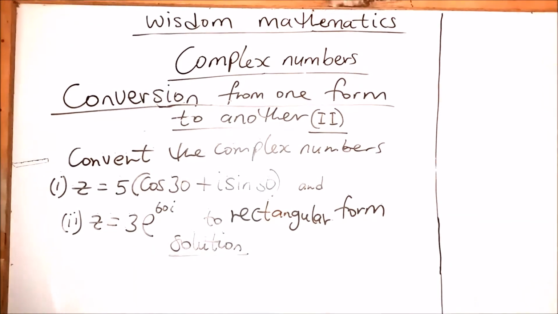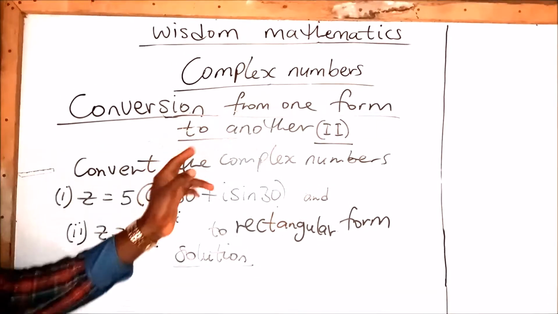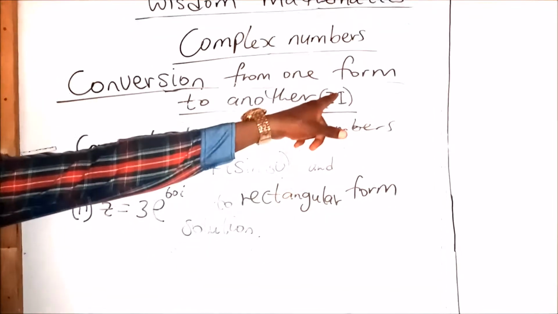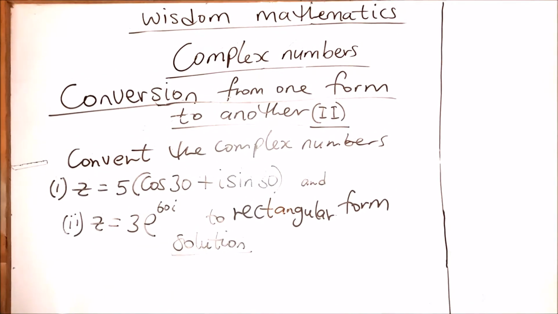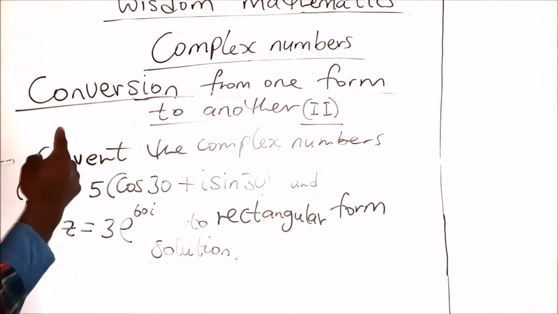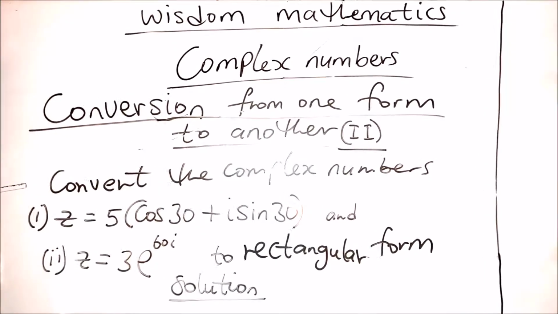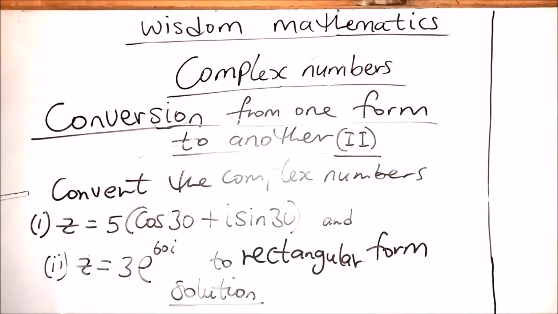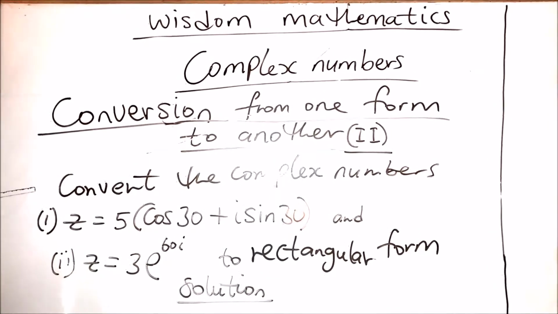Episode on Wisdom Mathematics tutorial on complex numbers, conversion from one form to another, the second part. Now, in the previous video we looked at how we can convert a complex number from one form to another, and we were able to convert a complex number from rectangular form to polar form and Euler form.